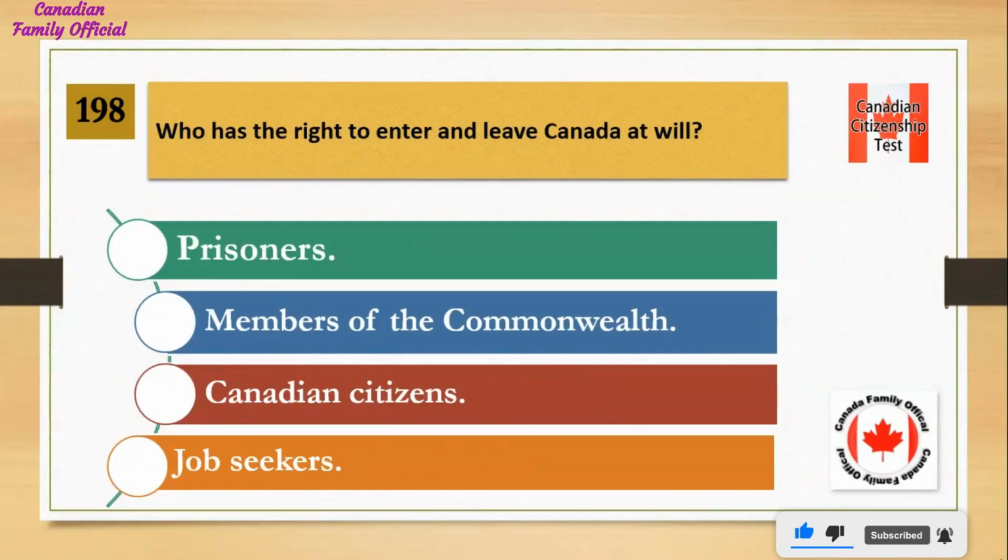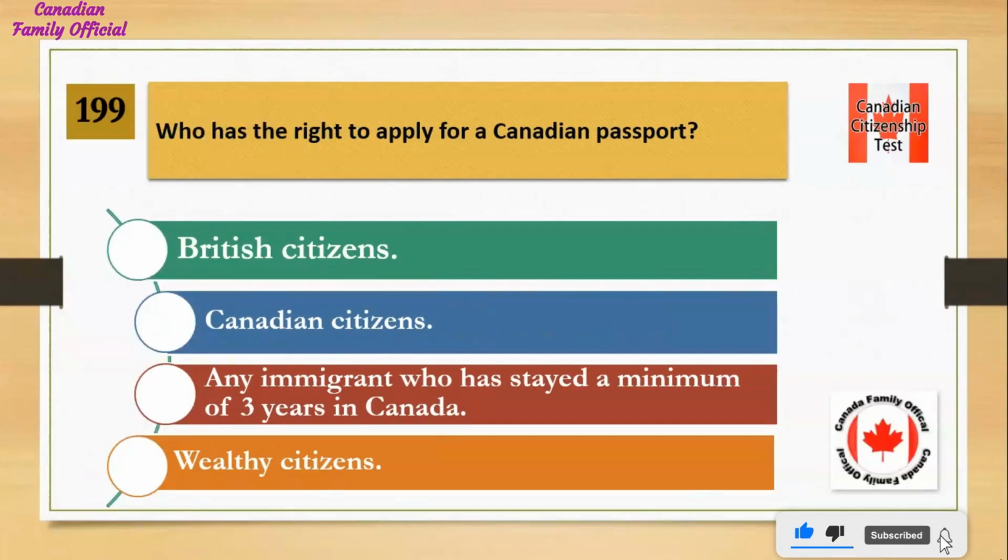Who has the right to enter and leave Canada at will? Number 1, Prisoners. Number 2, Members of the Commonwealth. Number 3, Canadian citizens. Number 4, Job seekers. And the answer is Canadian citizens.